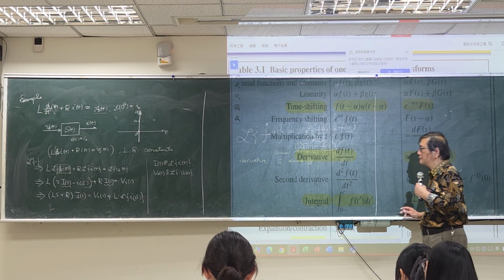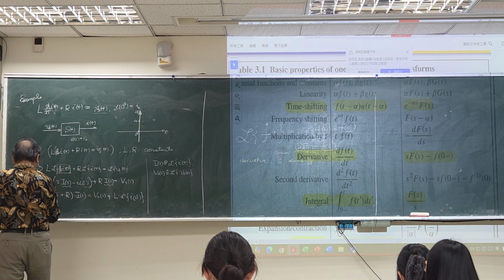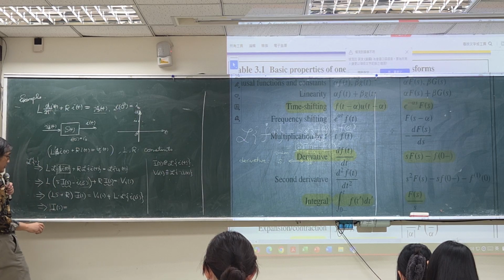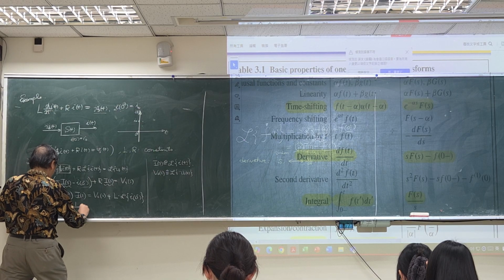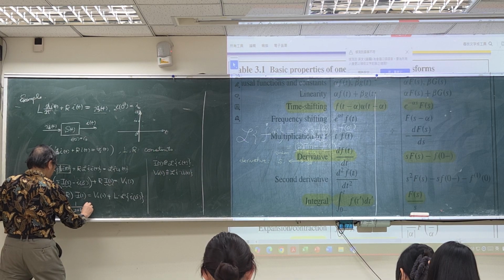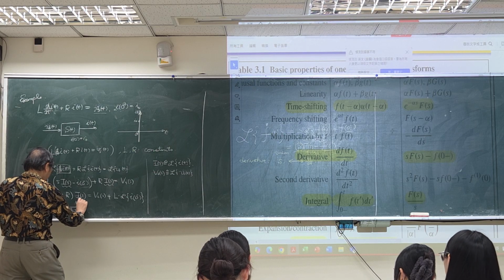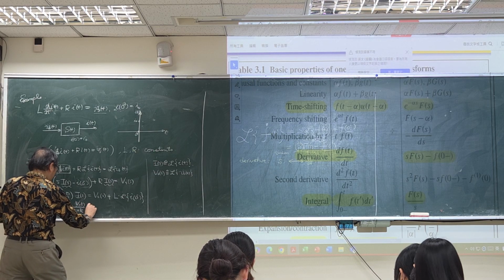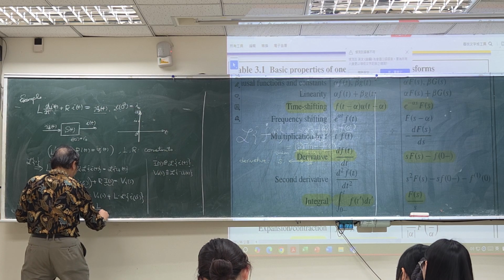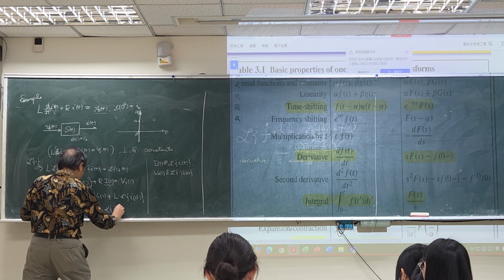Okay? So out of this, the Laplace transform of the current, it is simply equal to 1 over Ls plus R times V of S, and then plus L over Ls plus R times the Laplace transform of the initial value.